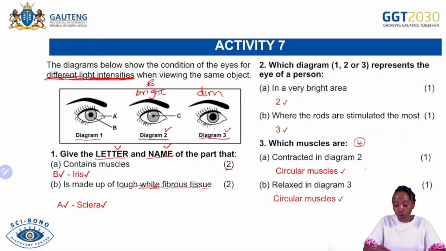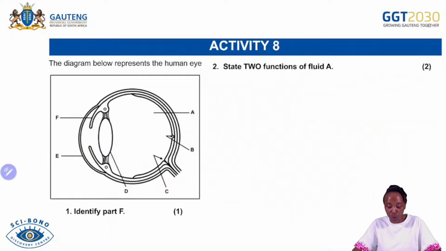But if you know your stories from the table, what pupillary mechanism is, you will definitely see that. Remember, in dim light, circular muscles relax. In bright light, circular muscles do what? They contract. So just remember that when you respond to questions. And then again, we're looking at more questions so that you see how they are asked, more or less the same, and how you respond.